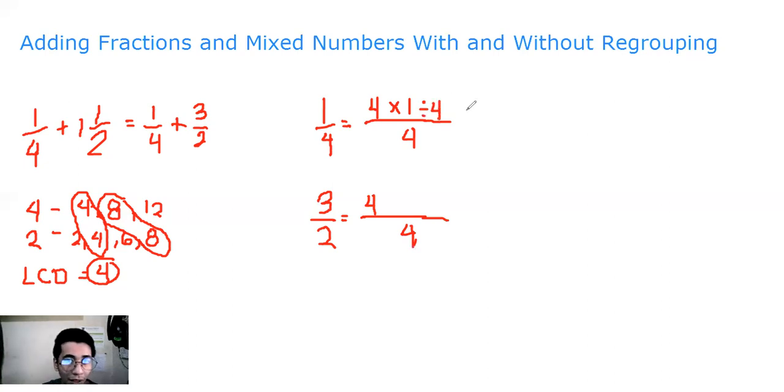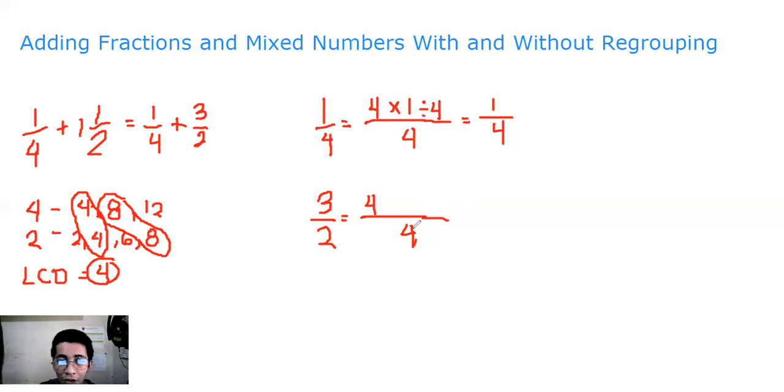That is our denominator. So, computin natin, copy lang si denominator. So, 4 times 1, that is 4, divided by 4, that is 1. So, meron pa rin tayong 1/4. Hindi na bago, diba? Kasi same lang din naman yung ating denominator. Dito naman tayo kay 3/2.